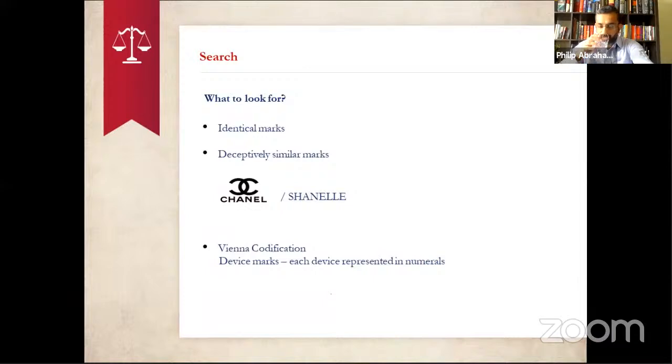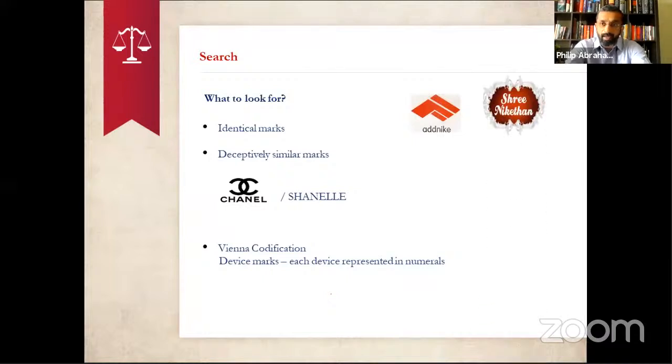Suppose your trademark was Nike, and you came across a mark called Ad Nike. Would this be a problem area? I would say you should look at it. You should report this to the client and see what they have to say.